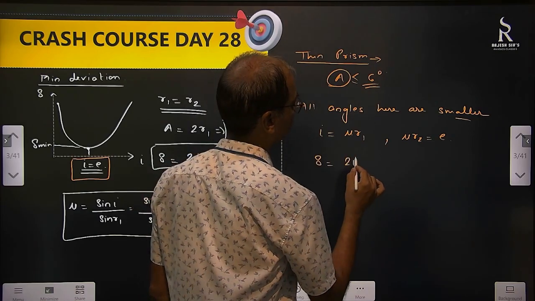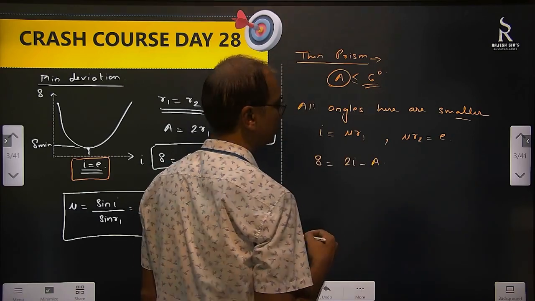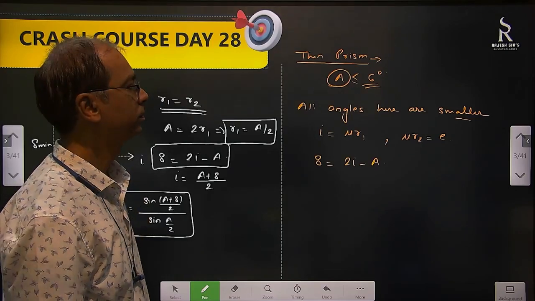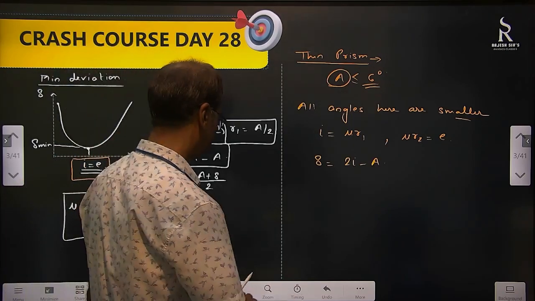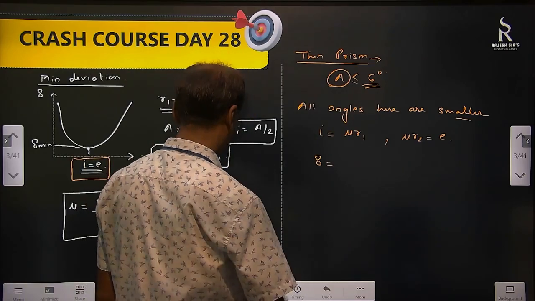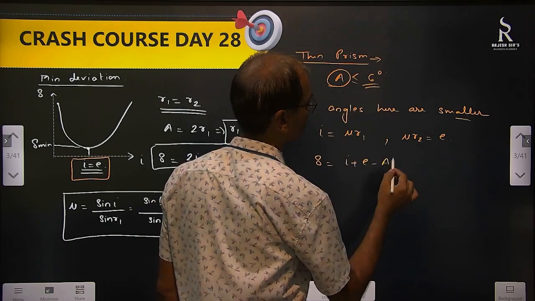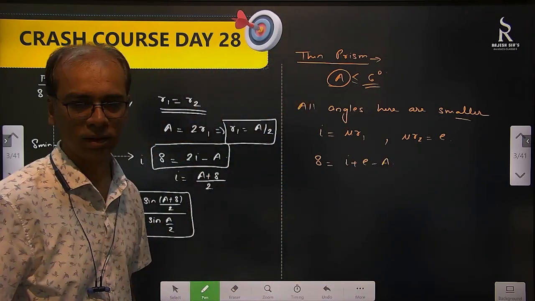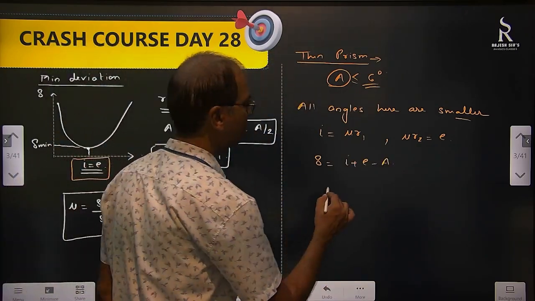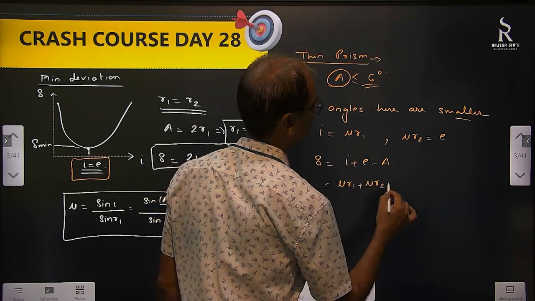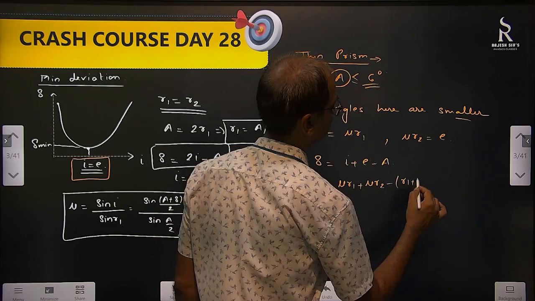Delta is 2i minus A, we know. Or i plus e minus A. Don't write 2i minus A. Write i plus e minus A, because in this one we didn't say that i and e are equal. So i is mu r1, plus mu r2, minus (r1 plus r2).